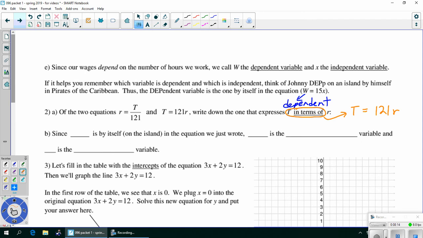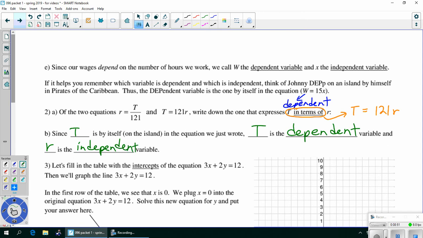Now let's figure out in the equation that we just wrote over there in orange, which variable is dependent and which variable is independent. So remember, the letter that is by itself, like Johnny Depp on an island by himself, is the dependent variable. So which of these two letters, T or R, is dependent? It's the T, it's the one by itself. Since T is by itself on the island in the equation we just wrote, T is the dependent variable, and therefore by process of elimination, R is the independent variable.